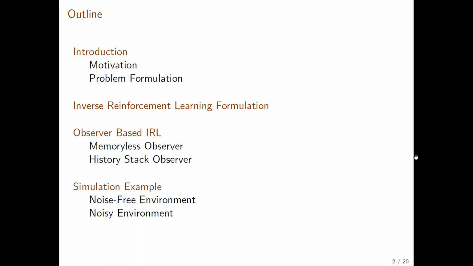Here's the outline to my talk. I'll go over the introduction, including problem and motivation and problem formulation. I'll then go over the inverse reinforcement learning formulation. I'll show our observer-based IRL methods, and then I'll go over a simulation example.